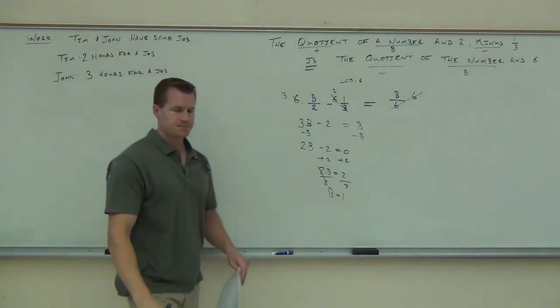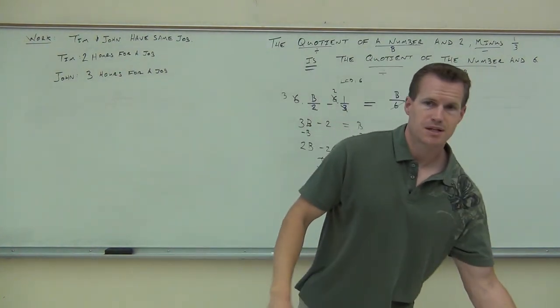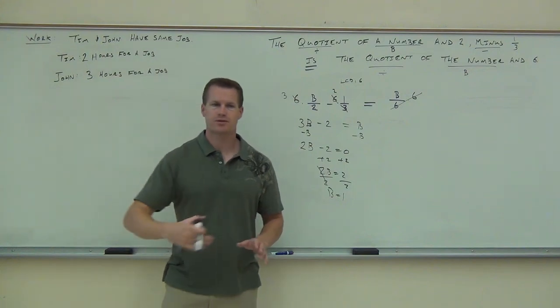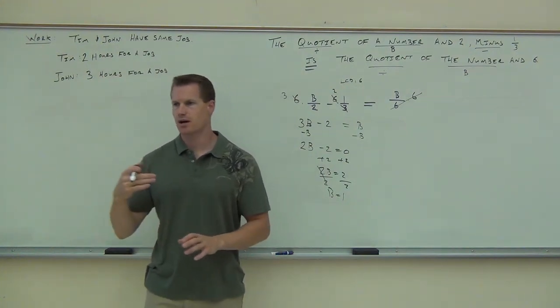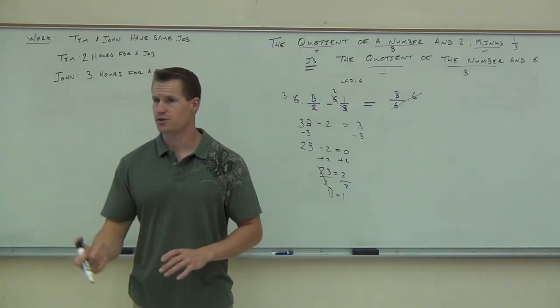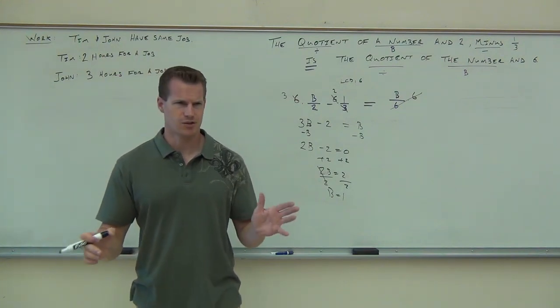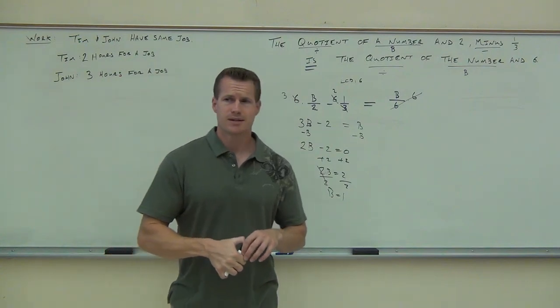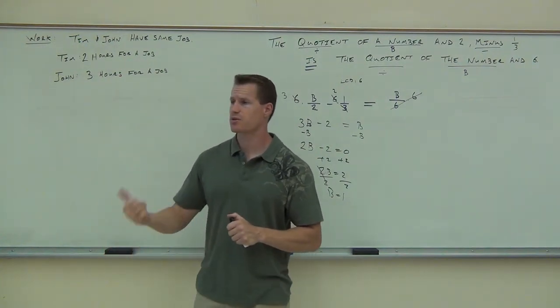So here's what happened. Tim and John, they've both been working, right? It takes Tim 2 hours for a job, every single day. And it takes John 3 hours for a job. Maybe it's cutting lawn or cleaning the house. Cleaning the house is a great example. So maybe they're cleaning this house. It takes Tim 2 hours to clean the house, and takes John 3 hours to clean the house.